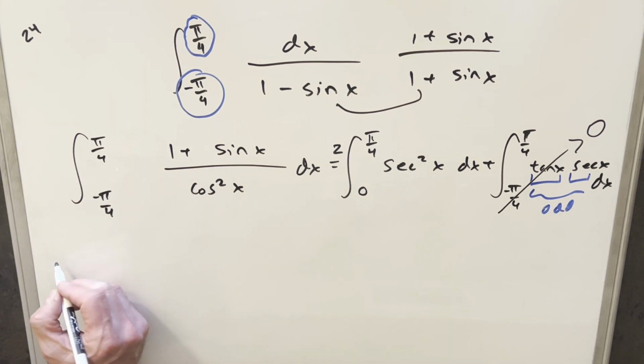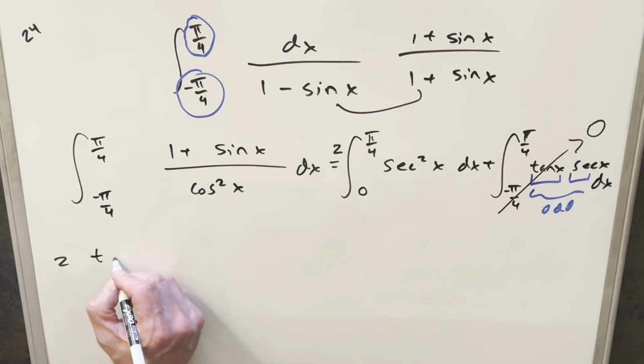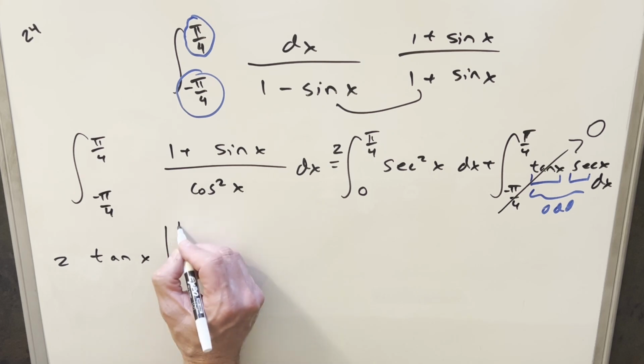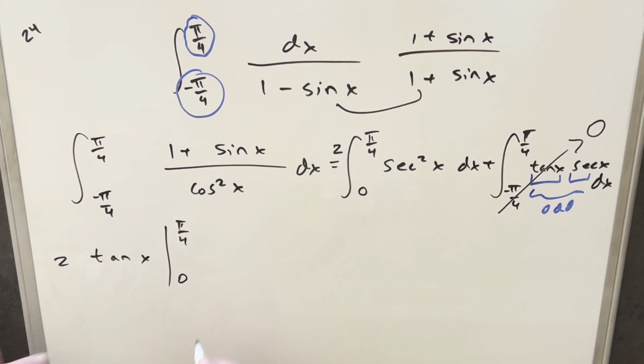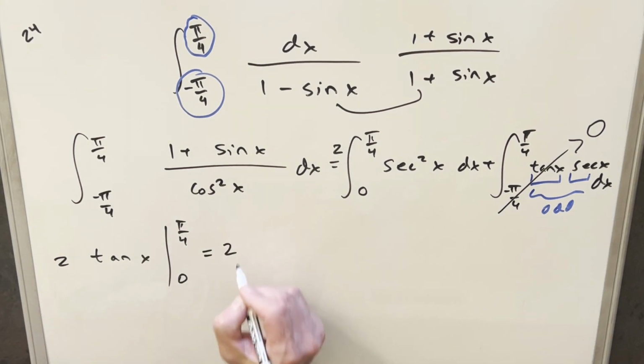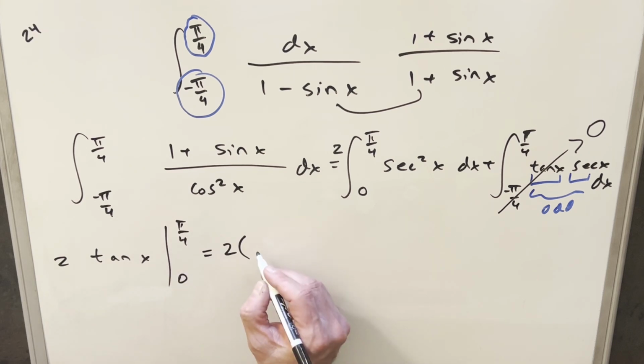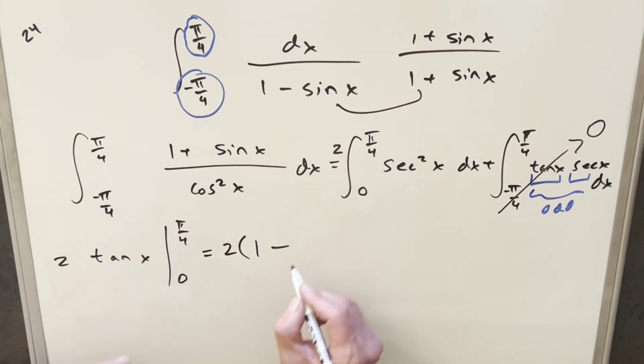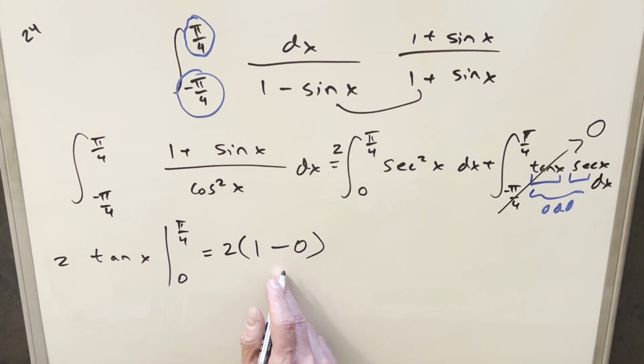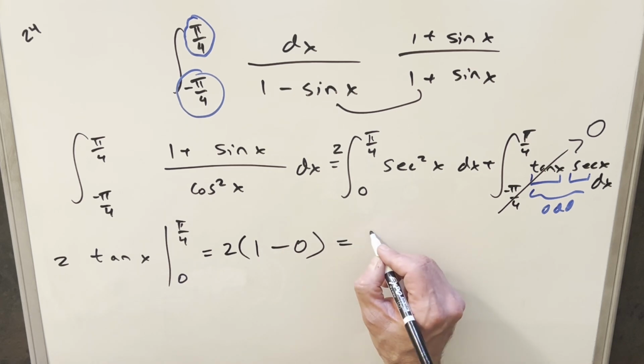So then we'll just go ahead and integrate the integral of secant squared. This is just going to give me tan of x, and we just need to evaluate from 0 to pi over 4. Evaluating this, I'll bring a 2 out front. Tan at pi over 4 is just 1. Tan at 0 is just 0. So when we multiply 2 times 1, we get our final solution of just 2.